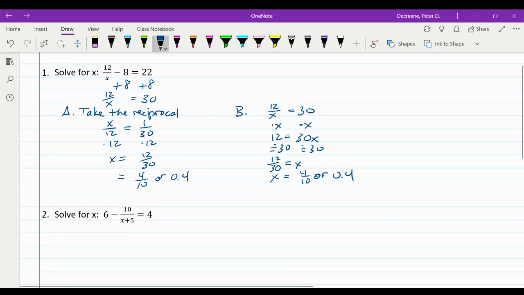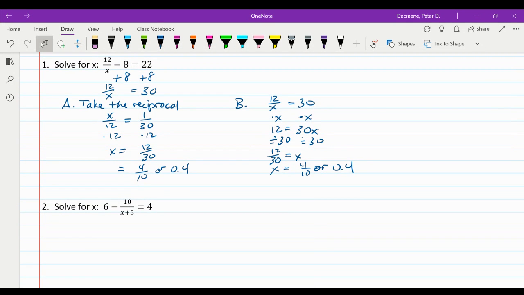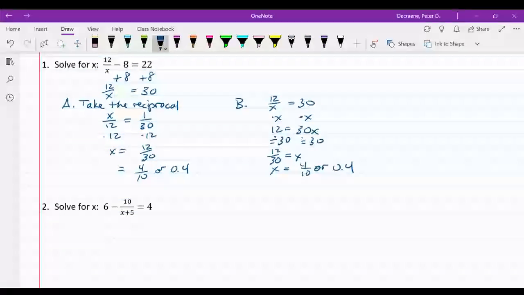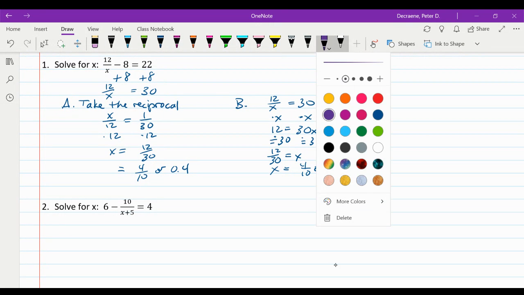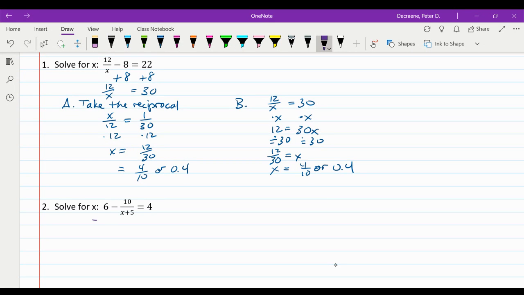Let's take a look at the second one. This one's a little bit different because we've got more than just x in the denominator, but the method of solving is pretty much the same. Let's start by moving the 6: subtract 6 from both sides, and so I get -10 divided by x plus 5 equals 4 minus 6, which is -2.